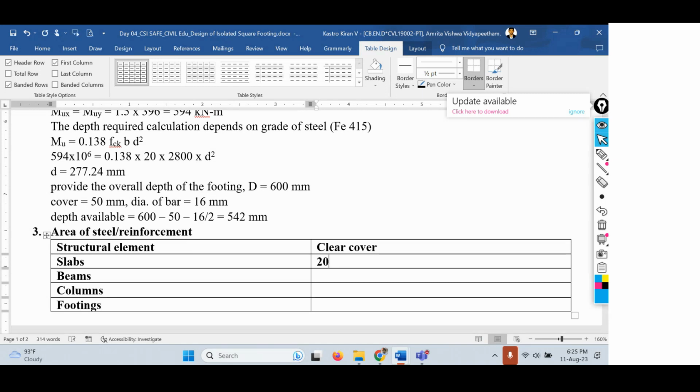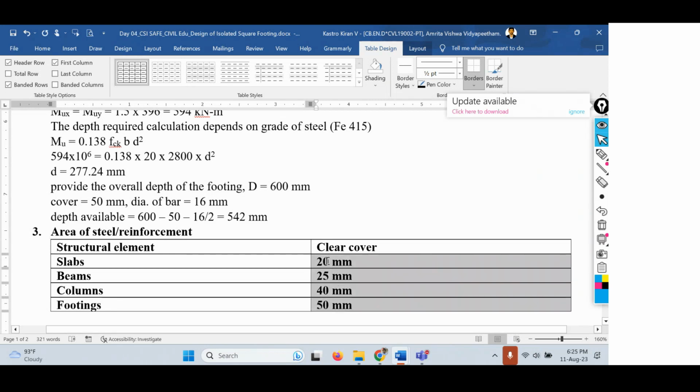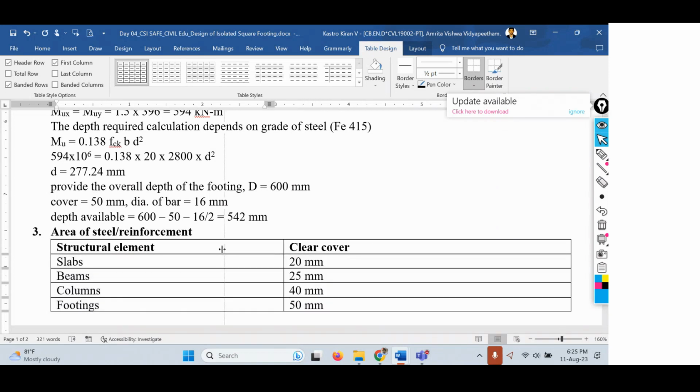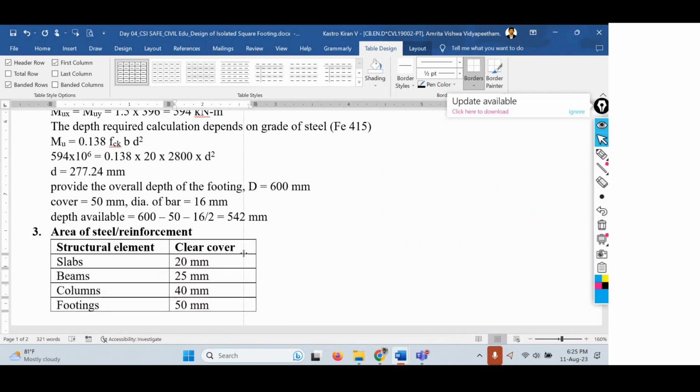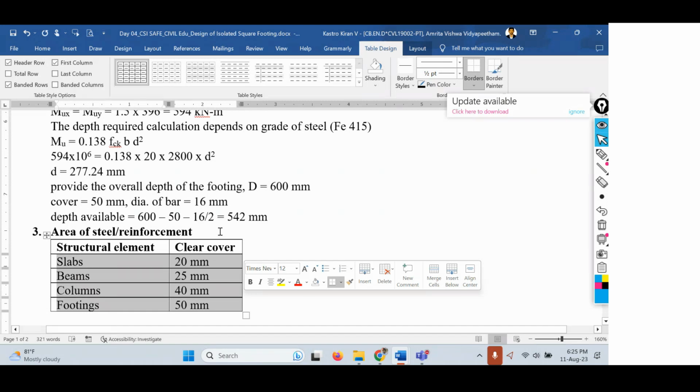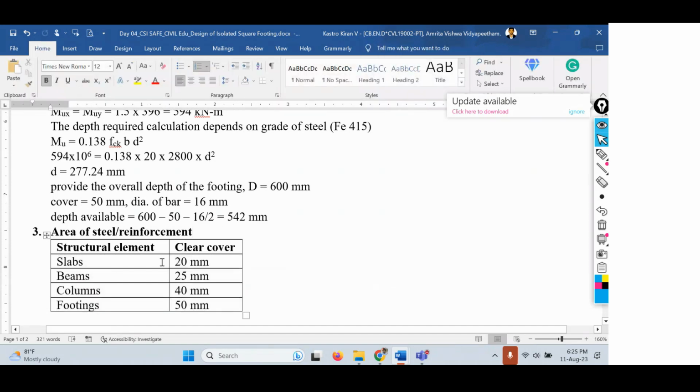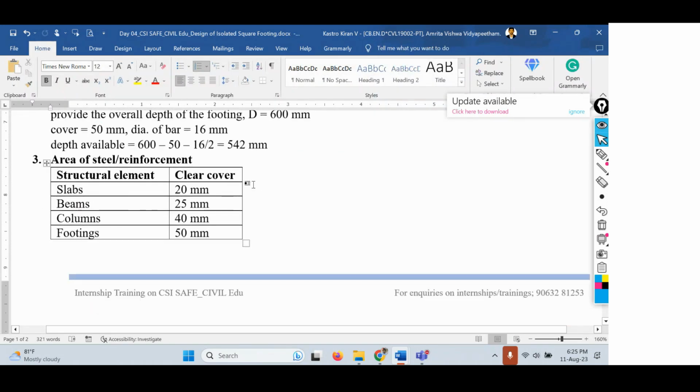For slabs, it is 20 mm, for beams it should be 25 mm, for columns it should be 40 mm, and for footings it should be 50 mm. These are minimum dimensions, but you can go beyond that also. But mostly in real-time scenarios, we'll provide these standard dimensions only, and we don't go more than these values. So these are as per IS 456, not just random numbers.